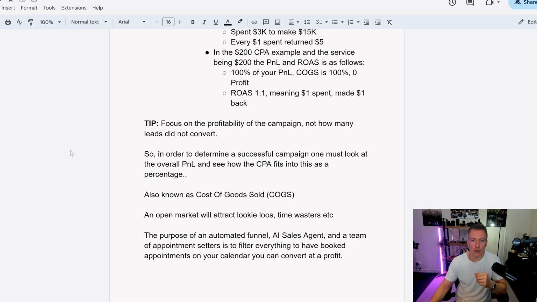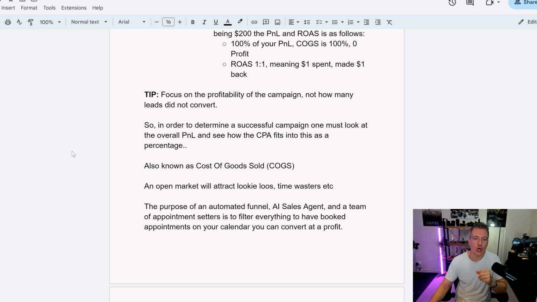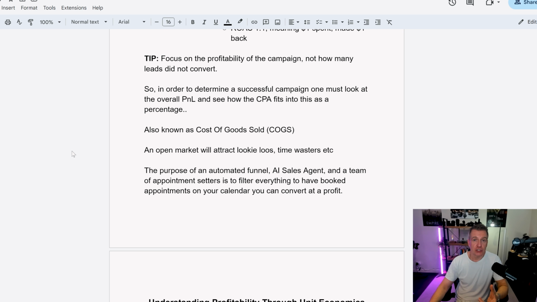So in order to determine a successful campaign, one must look at the overall P&L. So you need to look at your business and see how the cost per acquisition fits into the larger picture. So cost per acquisition is also known as COGS, cost of goods sold. That would take into account your marketing, and if you've got a salesperson, they're also in that. So if you're paying a salesperson, keep it simple, 10%, and it costs you 30% to acquire the customer out of your P&L, right? Then you've got a 40% COGS.